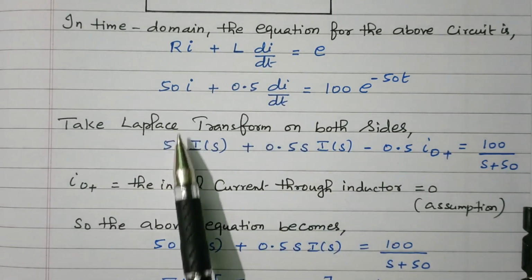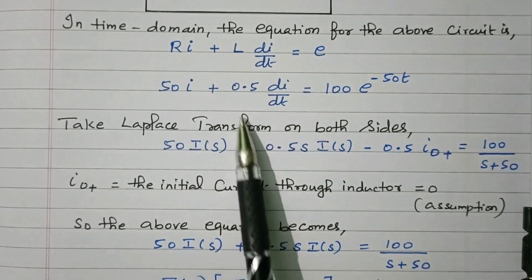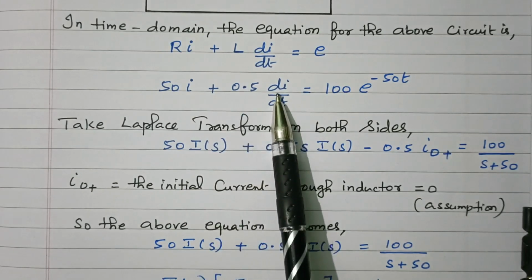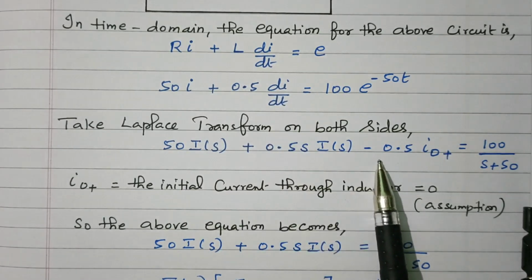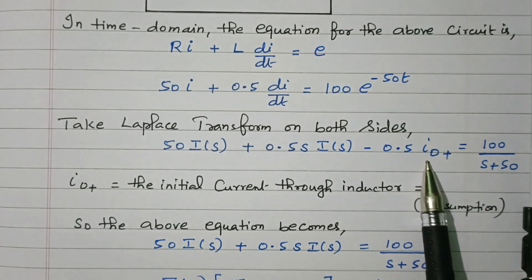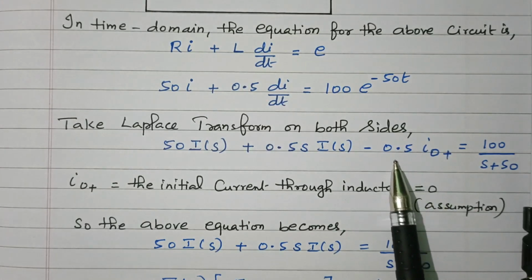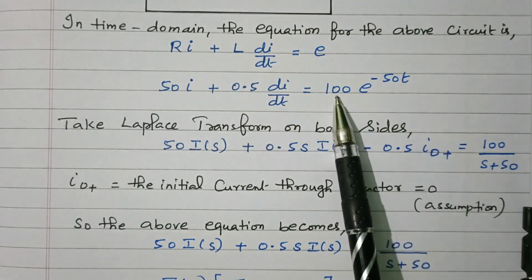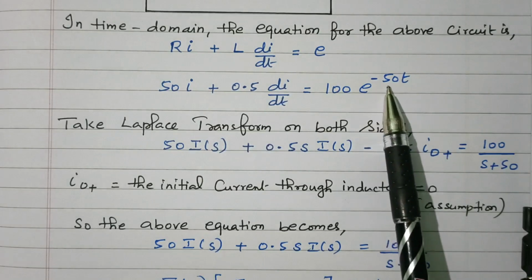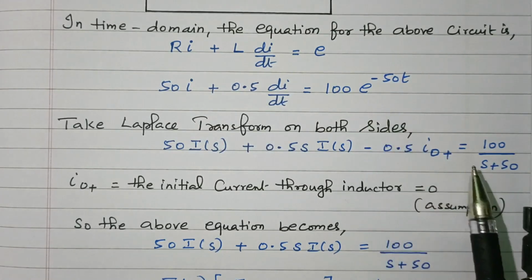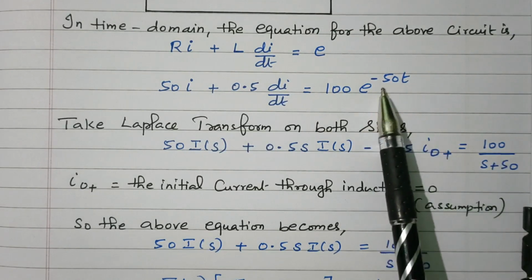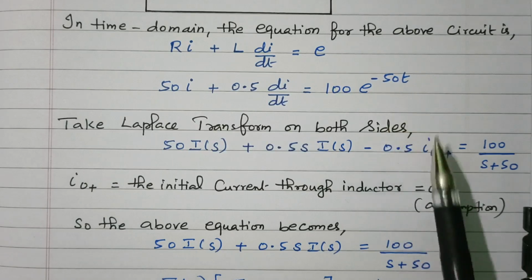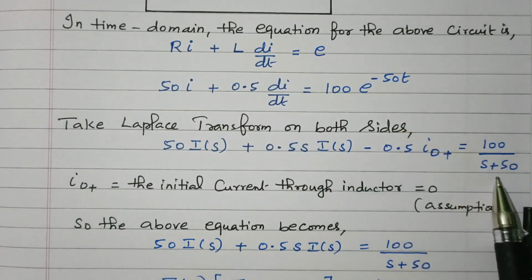So 50 is constant. Laplace of I is I of S. 0.5 is constant. Laplace transform of di by dt is S into I of S minus 0.5 I0 plus. This 0.5 is nothing but the initial current, the initial rate of change of current. That is equal to 100. 100 is constant. E power minus 50t is nothing but 1 divided by S plus A, right? 1 divided by S plus A equal to e power minus at. A is nothing but 50 here. So 100 divided by S plus 50.